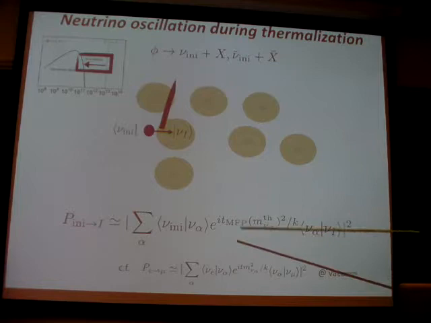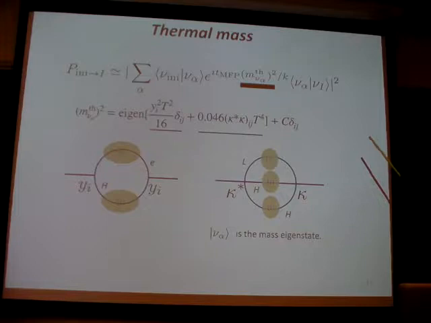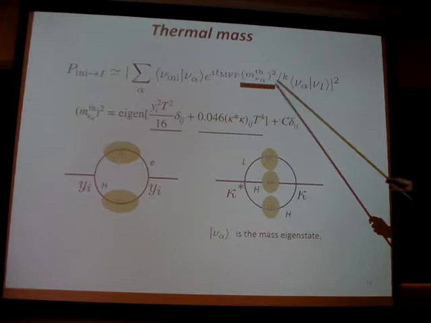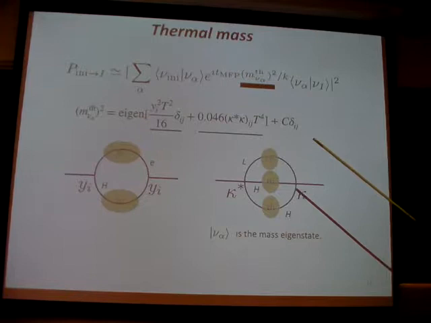So the main difference from the ordinary neutrino oscillation is the oscillating frequency, or the mass of the neutrino. In our case, the neutrino mass is dominated by the thermal mass. The thermal mass can be calculated by using the thermal loop, the thermal field theory.